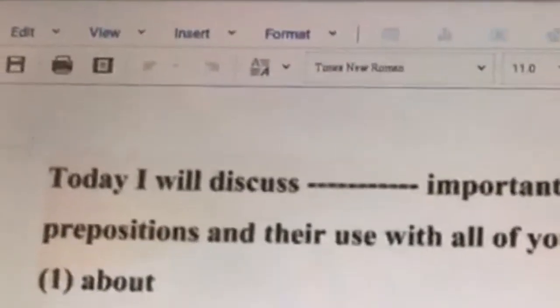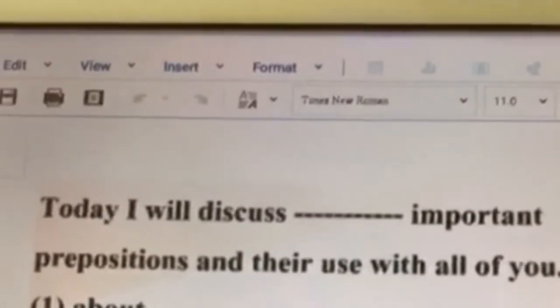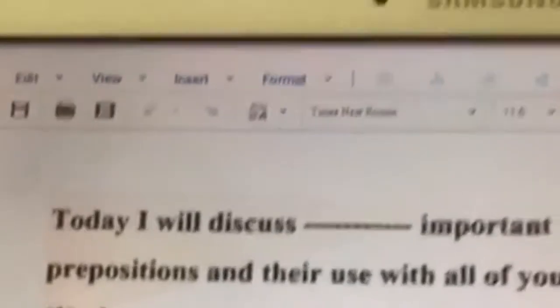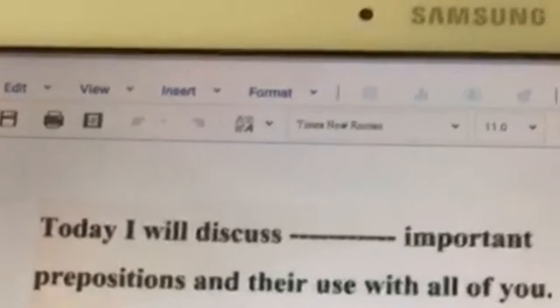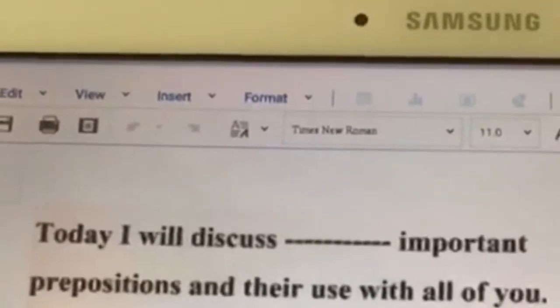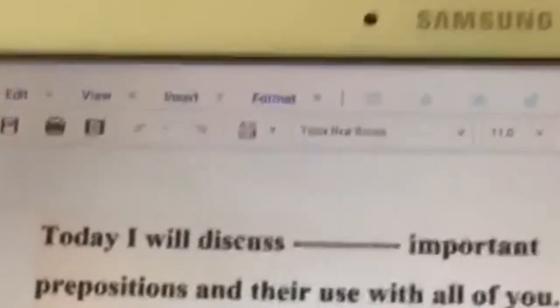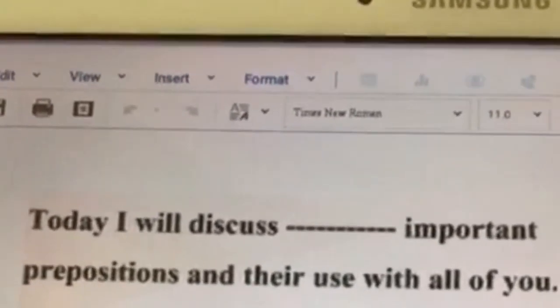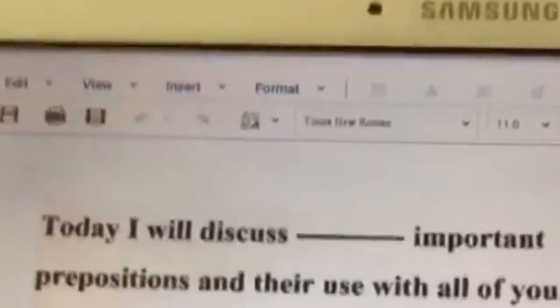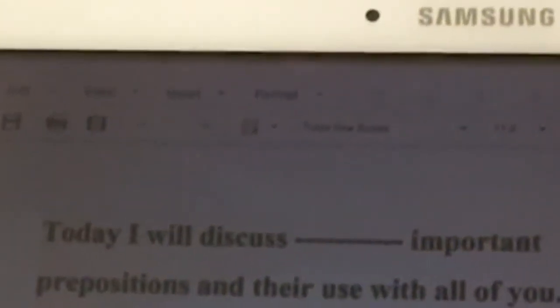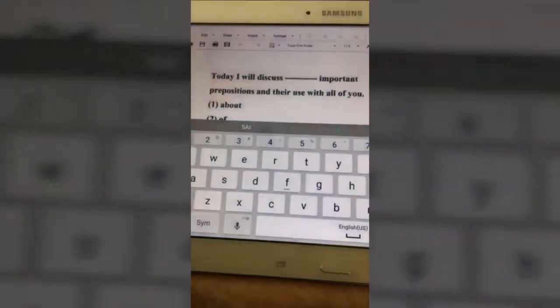But I can say, suppose I'm your teacher and you're my student, I will say, okay, I cannot talk to you right now, but I will discuss with you in the evening. There I can use the preposition with, because there is no explicit object after it. I will discuss with you. You will never use the preposition about after the verb discuss. That's also something that you should remember.